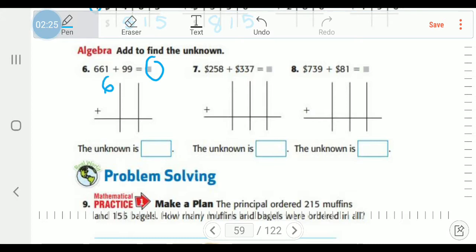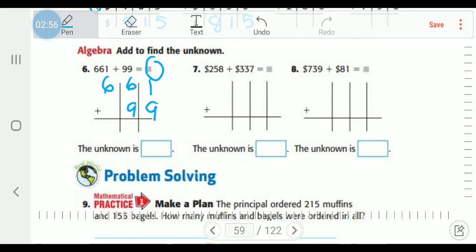6 hundreds, 6 tens, 1 one. When it comes to the 99, there are no hundreds there. So I shouldn't see any 9s over here. There are no hundreds in 99. My 99 should be lined up here. 661 plus 99. You guys are going to do the math on that one. You're going to do your own math on number 7 and on number 8.